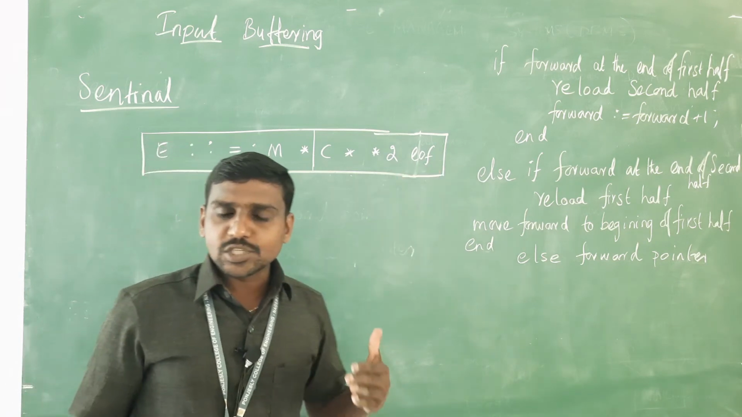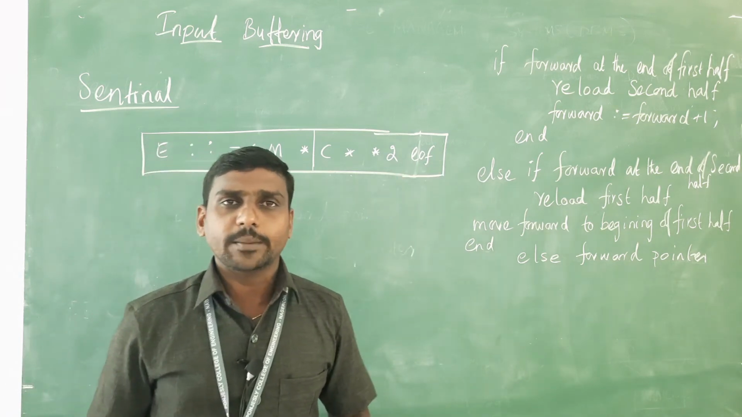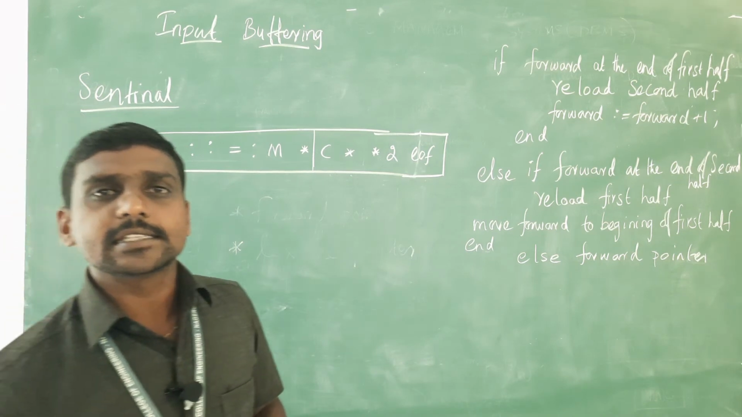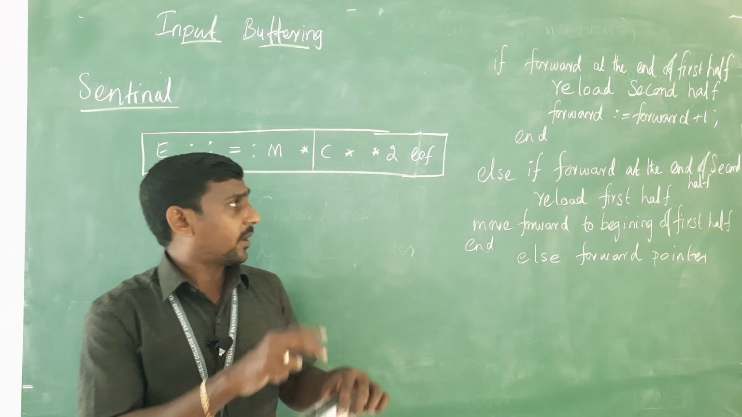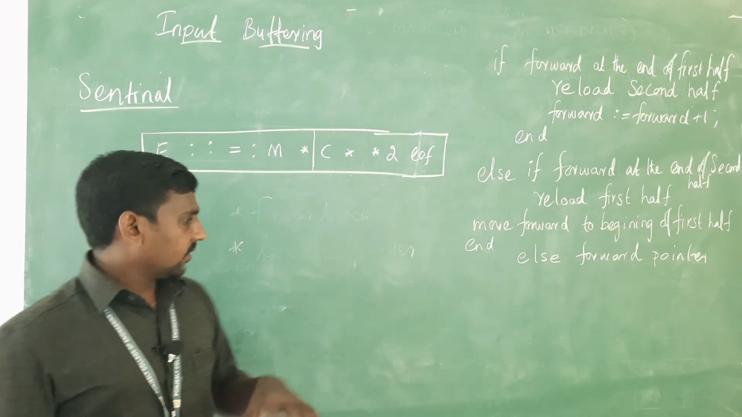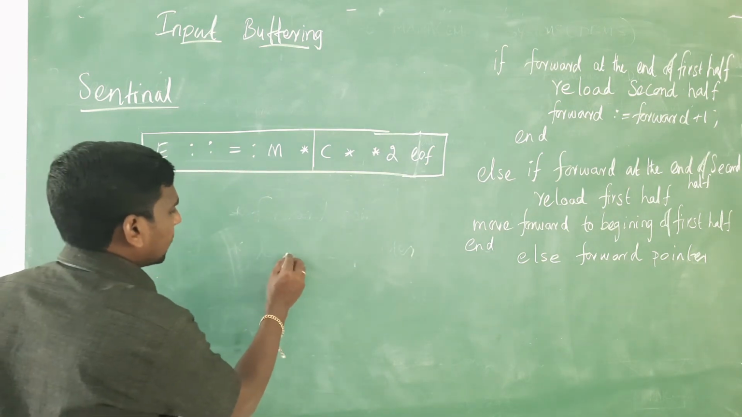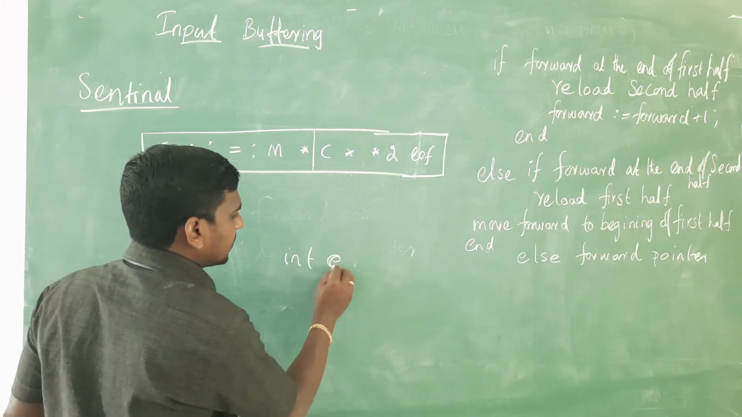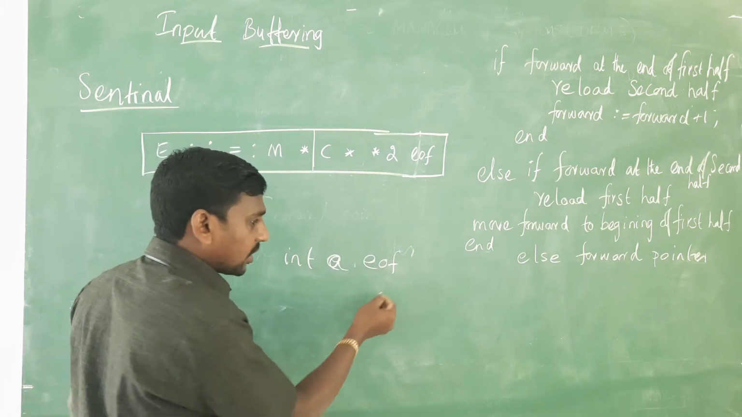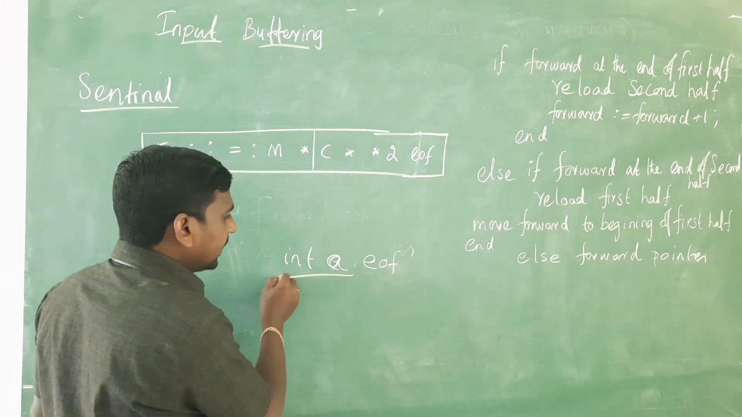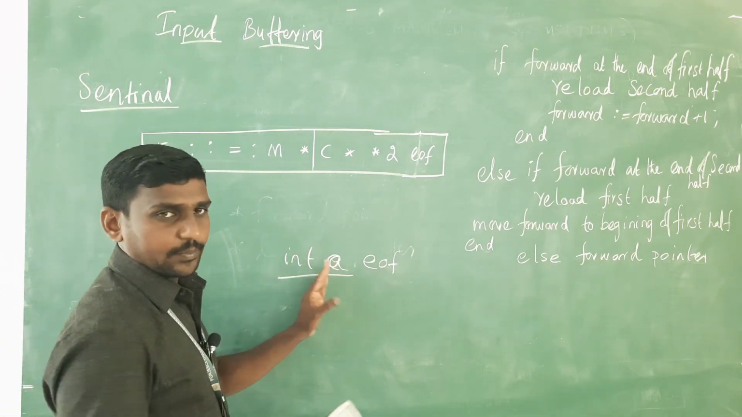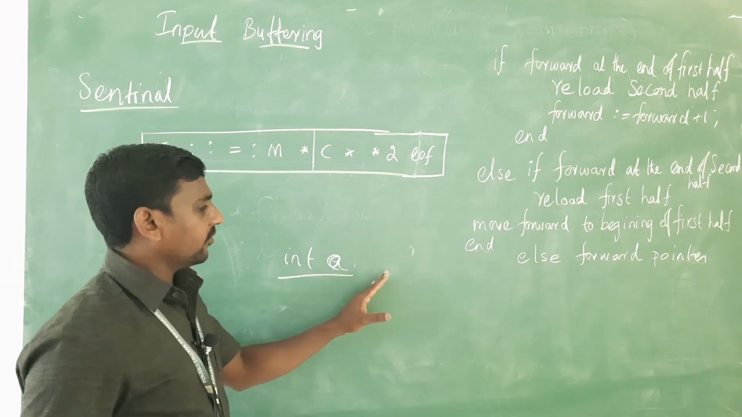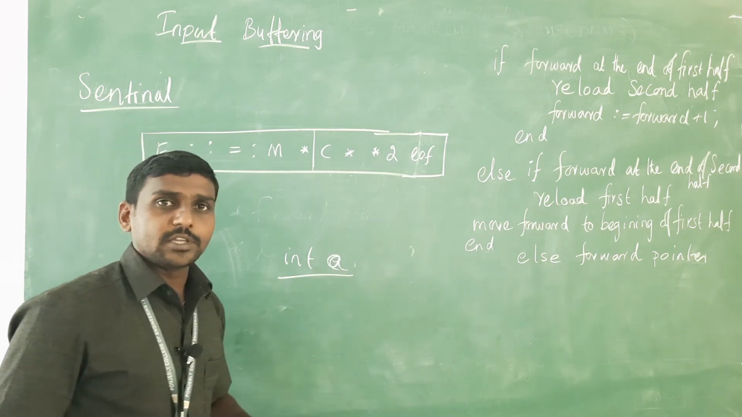EOF is not part of the source program. It is a special character, and it is not part of the source program. It is not like this: int a EOF. Only int a is a sequence of characters, a keyword and a variable. EOF is not treated as a part of the source program.